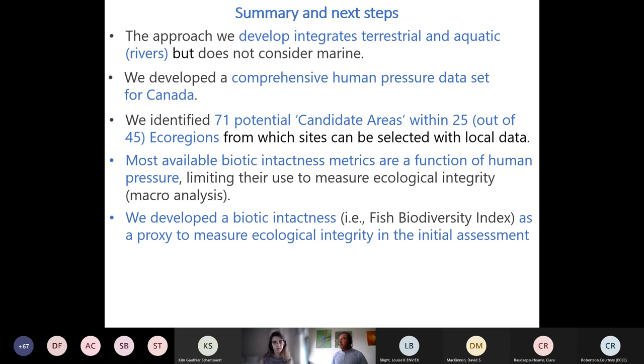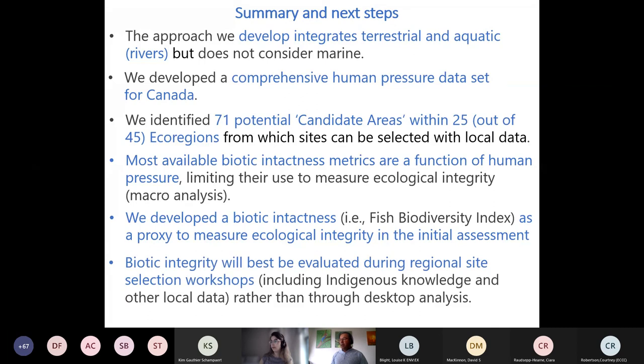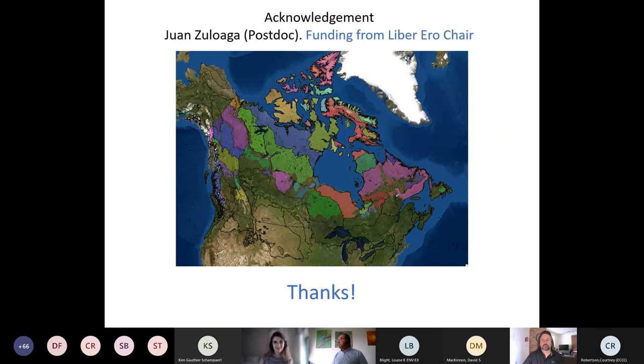We developed the fish biodiversity index as a first proxy to measure ecological integrity in Canada, and the biotic integrity will be best evaluated during the regional site selection workshops that we are going to run in the coming months. That's all I have, Jaime.